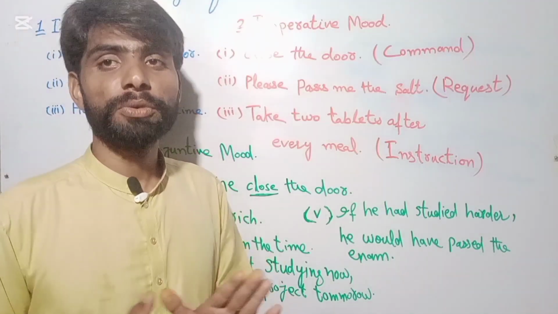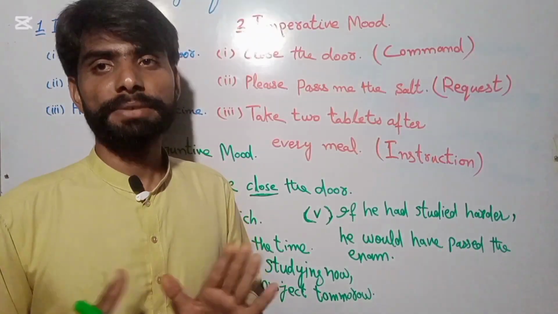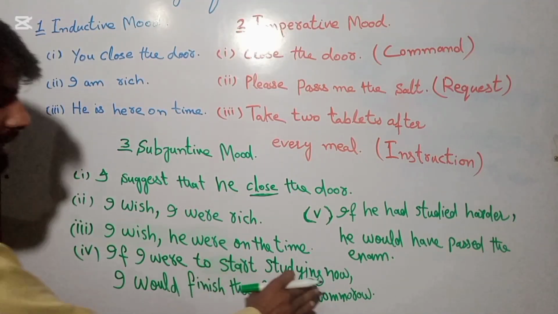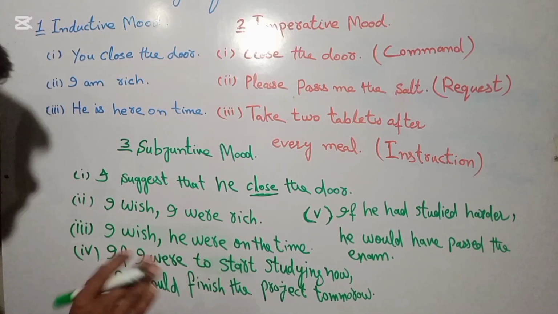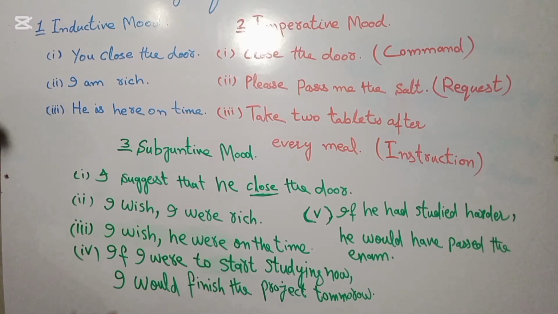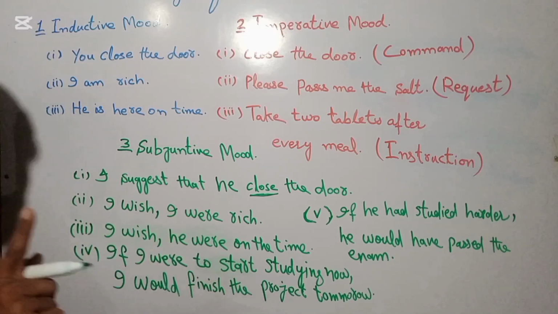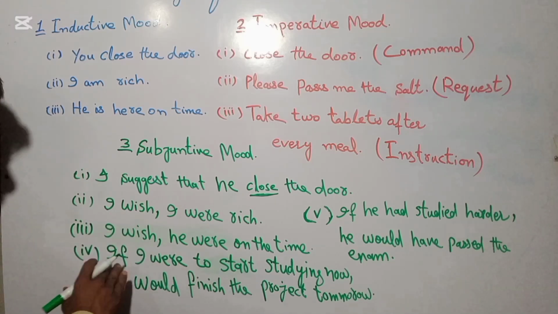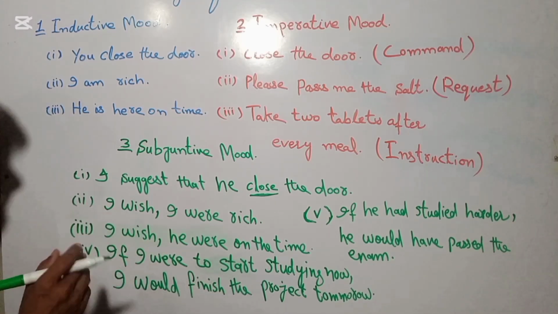To understand the subjunctive mood you also need to understand the conditionals, which I have described in the previous video, right? So here is, if I were to start studying now. The first statement is in the past tense, and in the second we have used would and the base form, right? So this is the second conditional. This is the pattern of the second conditional: the first sentence is in the past tense, the second sentence uses would and the base form, right?